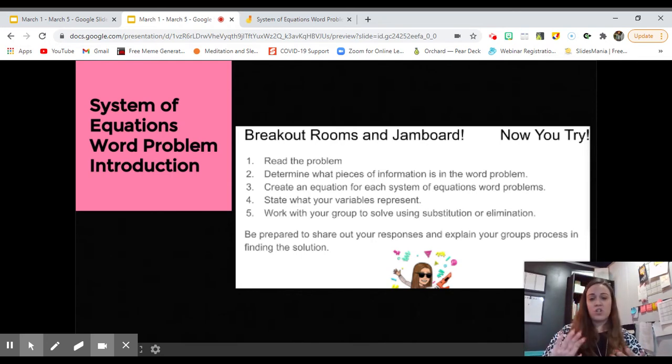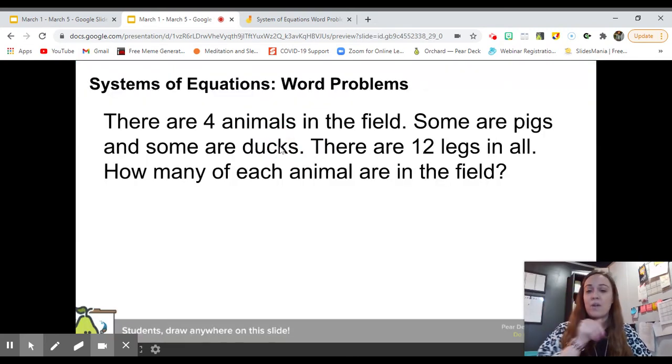So what we are doing, the steps that I had laid out for the students today, was to read the problem, determine what pieces of information are in the word problem, create an equation for each system of equation word problem, state what your variables represent, and then work with a group, or by yourself, to solve using either substitution or elimination. So let's go ahead and get started.